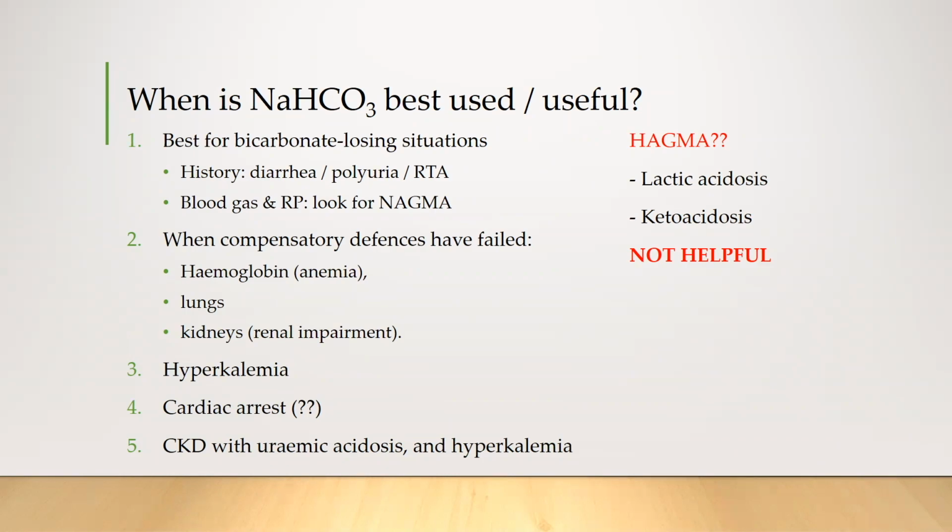Some suggest that it is best for bicarbonate-losing situations. For example, in patients with diarrhea, polyuria or RTA, where they have a hyperchloremic metabolic acidosis. This will be represented by a normal anion gap metabolic acidosis through the interpretation of a blood gas and the RP. So there's a bicarb deficiency with a compensatory rise in the chloride, and so replenishing bicarb would seem reasonable in these situations. Also, when compensatory defenses have failed, hemoglobin is a major buffer also, and so if there's anemia or renal impairment, then sodium bicarb could potentially be helpful.